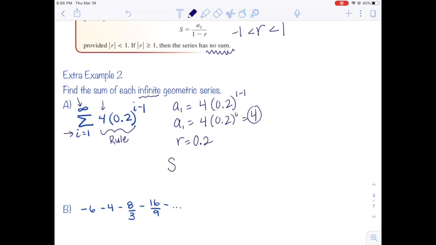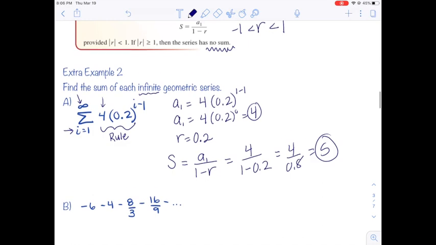So then your actual sum of your infinite geometric series, you drop it into the equation that we just learned, a sub 1 divided by 1 minus r, which is 4 divided by 1 minus 0.2. Simplify that out, you get 4 divided by 0.8, which is 5. All right.